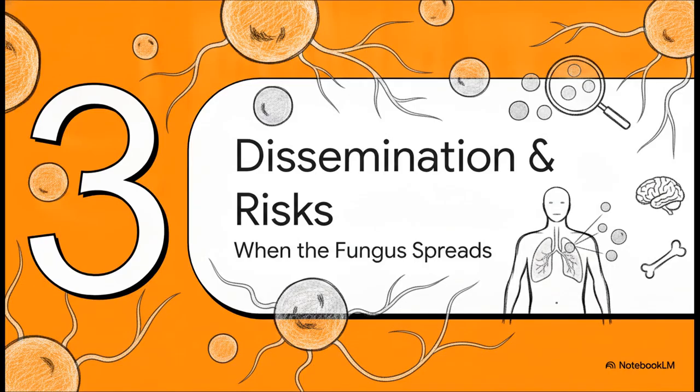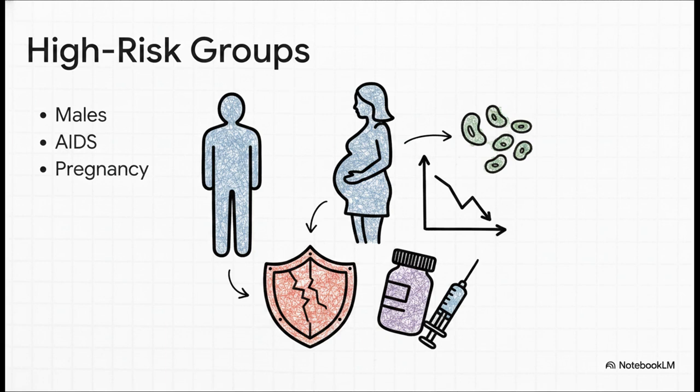Moving on to Section 3. Dissemination and high-risk groups. When the fungus spreads. Now, while only about 1% of infected patients ever experience actual dissemination of the fungus beyond the lungs, examiners test incredibly heavily on exactly who falls into this bucket. You need to be able to fire off these high-risk demographic and immunosuppressive groups in your mind the second you read a clinical vignette. Dissemination is statistically far more likely in males, and very specifically in individuals of African or Filipino ancestry.